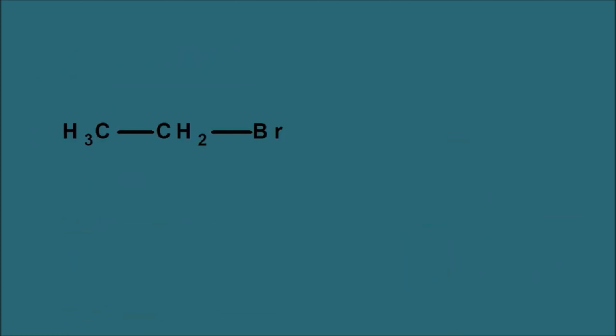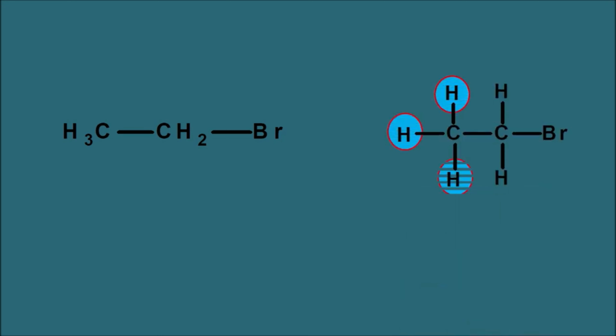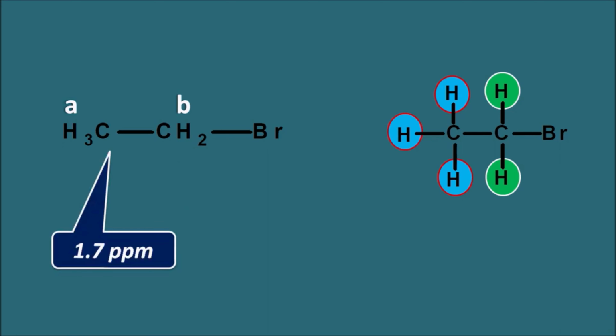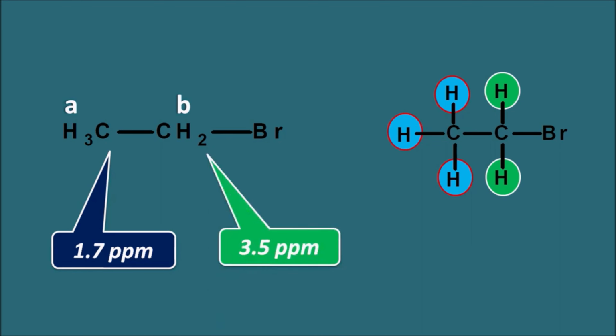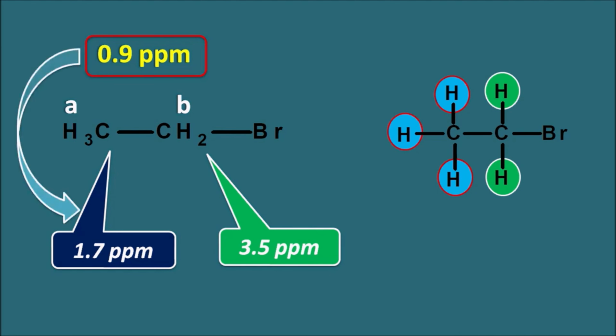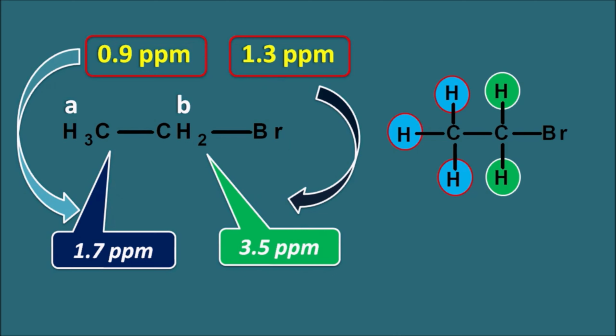Similarly, let us take another example, ethyl bromide. Again, if we expand the structure, you can observe that it has methyl protons, which can be indicated by letter A, and methylene protons, which can be indicated by letter B. If we see the chemical shift values, the methyl protons are at 1.7 ppm and the methylene protons are at approximately 3.5 ppm. Now if we compare with propane, 0.9 ppm corresponds to the methyl protons in propane, but here the methyl protons have shifted to 1.7 ppm. Similarly, the methylene protons are shifted from 1.3 to 3.5 ppm in ethyl bromide.